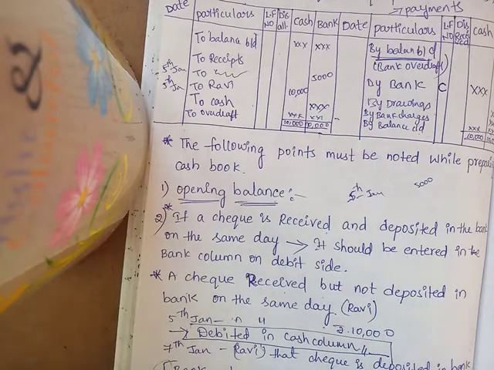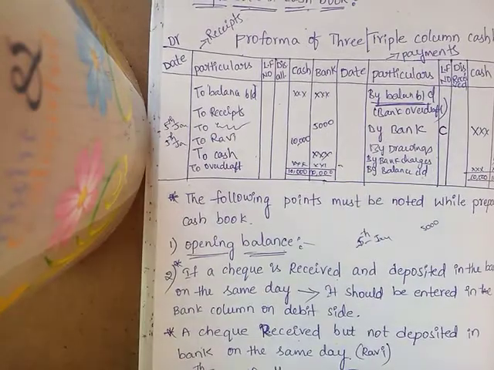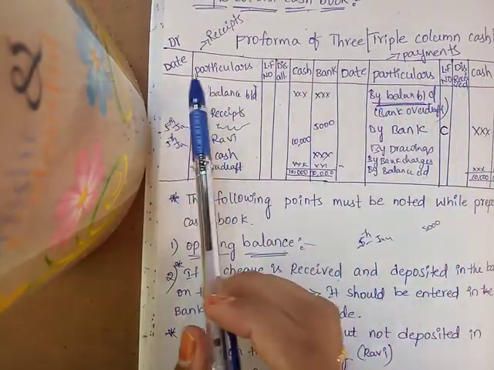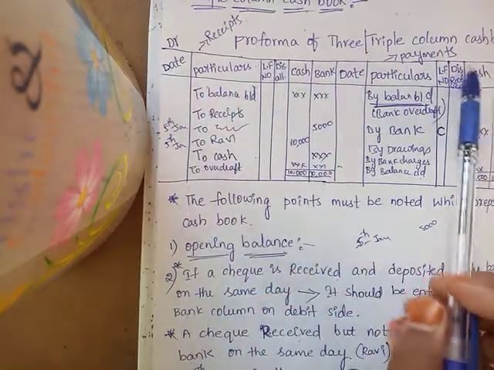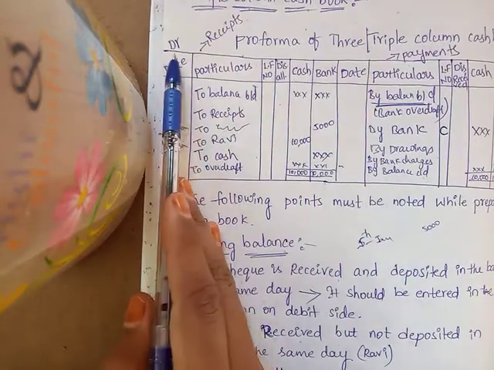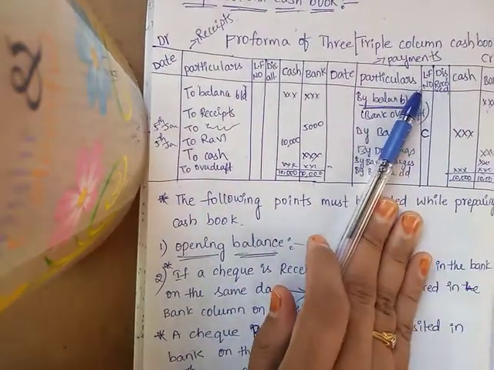Triple column cash book. In the previous class we discussed the meaning of triple column cash book. Okay, the pro forma of triple column cash book. Remember that in this pro forma, the left hand side is known as the debit and the right hand side is known as the credit.